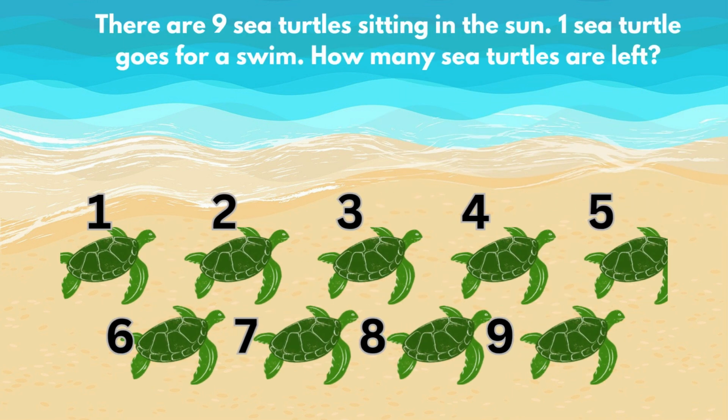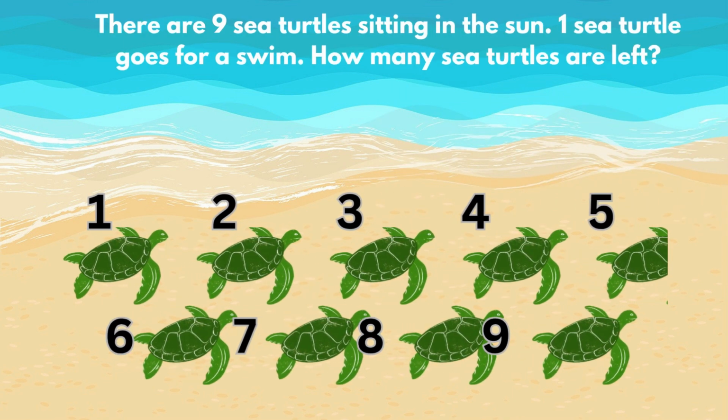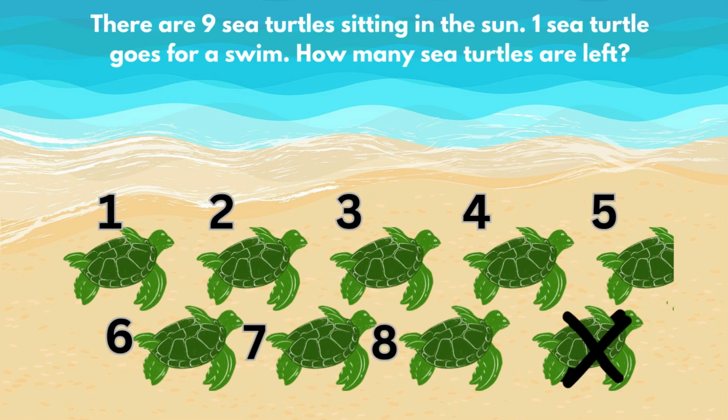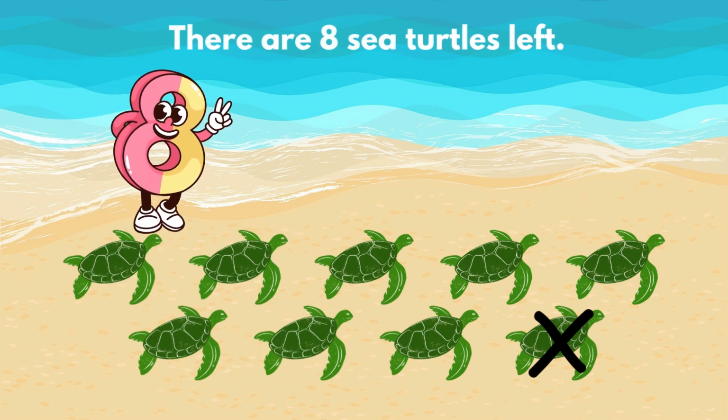There are 9 sea turtles sitting in the sun. 1 sea turtle goes for a swim. How many sea turtles are left? There are 8 sea turtles left.